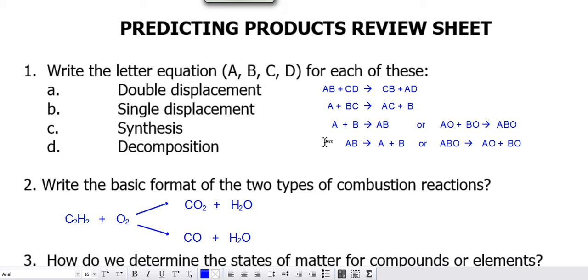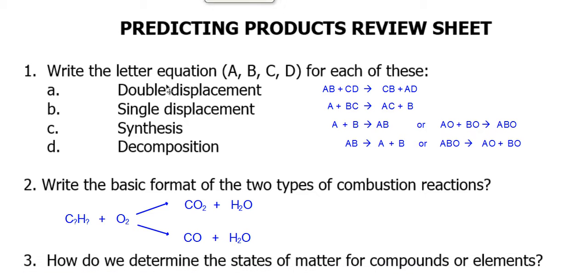Going to go over the predicting products review sheet for you before your test. You need to pay attention. I'm not going to leave you enough time to write everything down. You should have already done your homework. You really should just be paying attention and trying to understand things here, not learn from the start right now.